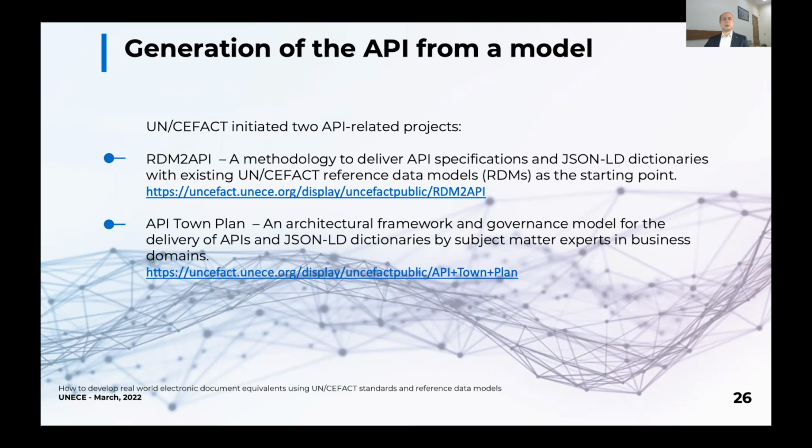Generation API from a data model. UNECE initiated two API-related projects. It's RDM2 API, a methodology to deliver API specifications and JSON-LD dictionaries with existing UNECE reference data models as the starting point, and API Town Plan. It's an architectural framework and governance model for the delivery of APIs and JSON-LD dictionaries by subject matter experts and business domain. Information about both of these projects is available at the link provided.